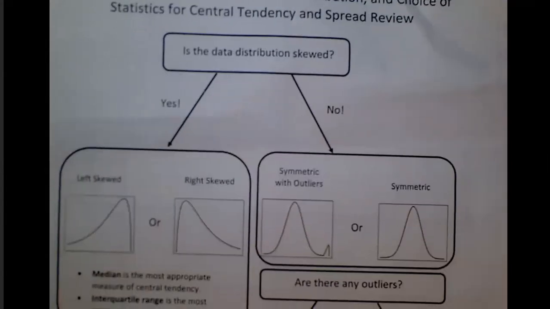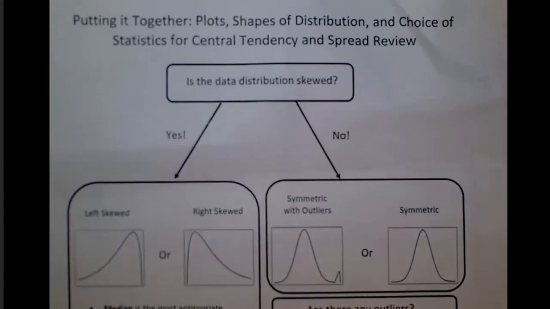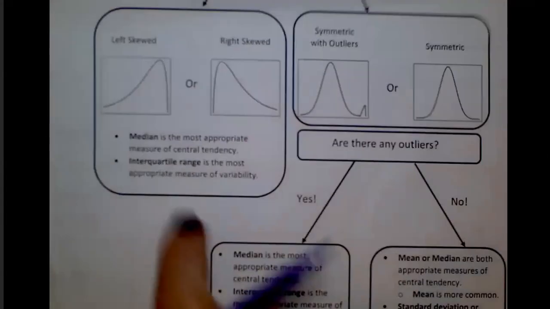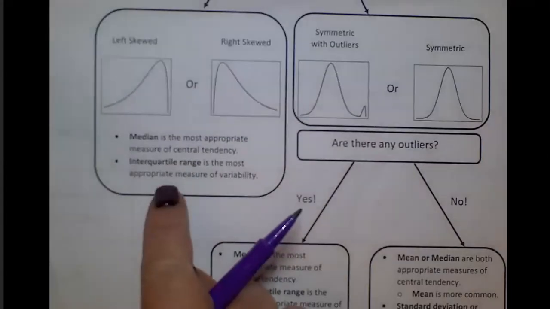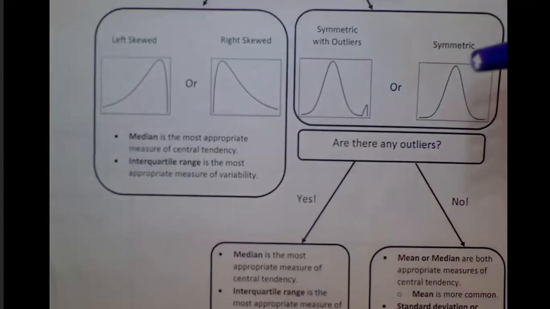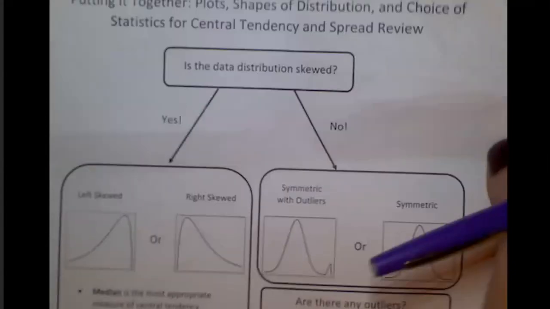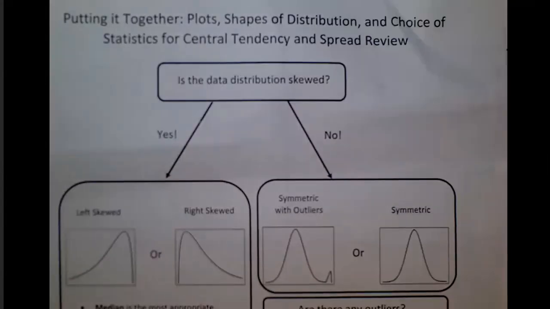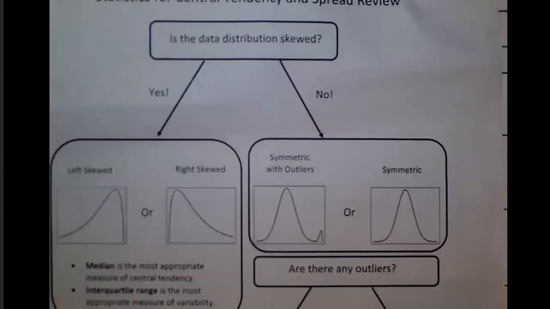Now, this was something that we talked about in the last lecture, this second handout that you see here, and kind of putting it together. Now, we haven't gotten to interquartile range, so don't worry about that quite yet. We will be getting to that. But this will help you with your graphs and kind of with the skew and knowing what to pick. So I thought this would be a good handout to get you guys.